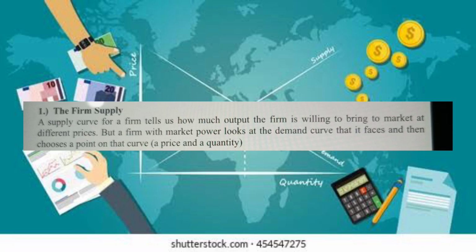So the firm supply is a supply curve where a firm tells us how much output the firm is willing to bring to market at different prices. A firm with market power looks at the demand curve that it faces and then chooses a point on that curve, a price and a quantity.